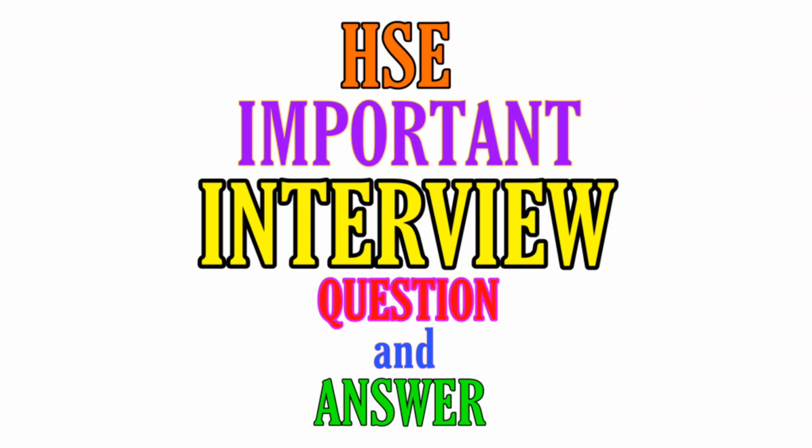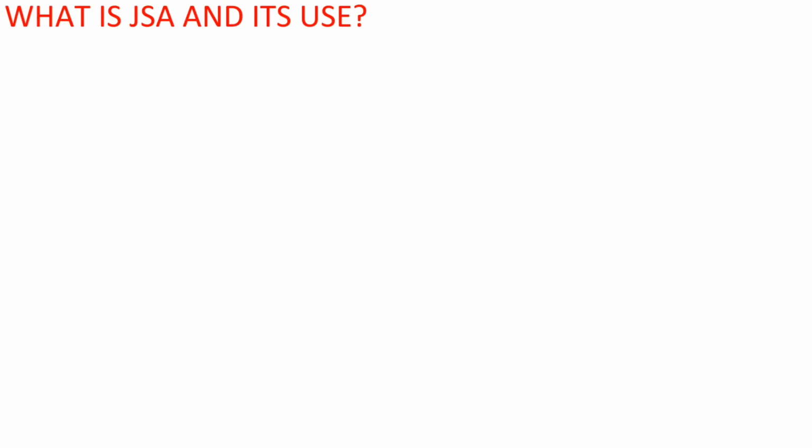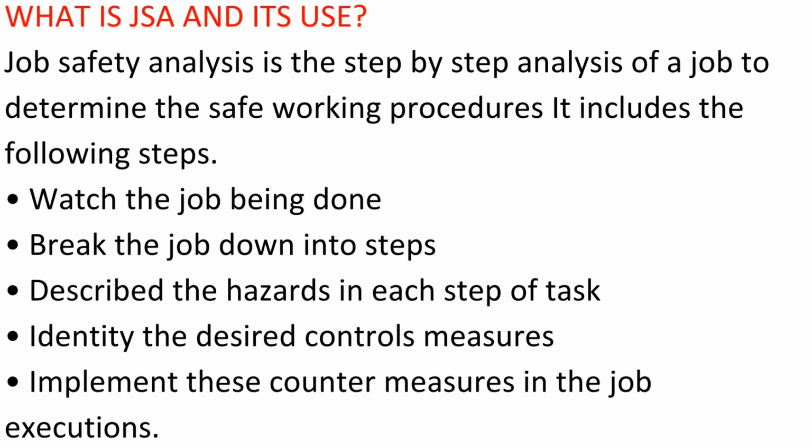HSE questionnaire and answers. Question: What is JSA and its use? Answer: Job safety analysis is the step-by-step analysis of a job to determine the safe working procedures. It includes the following steps.